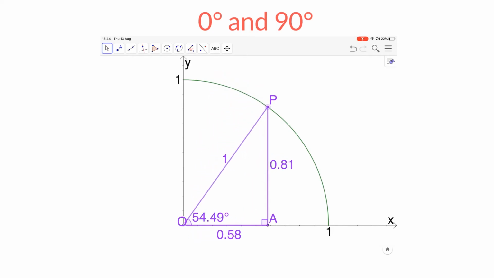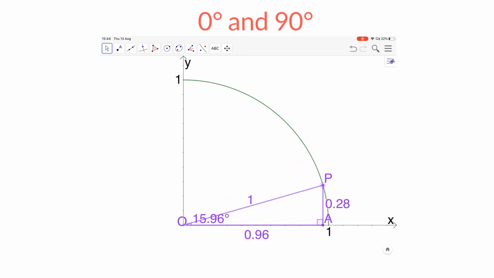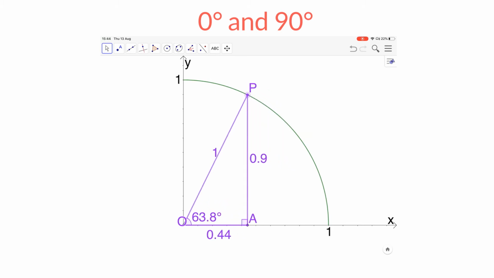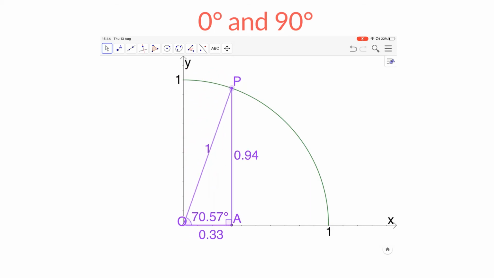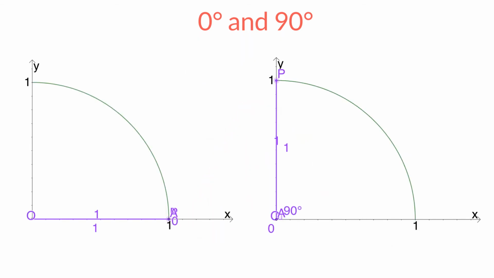Now what happens if my angle was 0? If my angle is 0, then my adjacent and my hypotenuse are both 1, and my opposite side is 0. And what would happen if my angle was 90 degrees? My opposite side would become larger and larger until it reaches 1, and my adjacent side would, in theory, be 0. Let's look at these two situations separately.